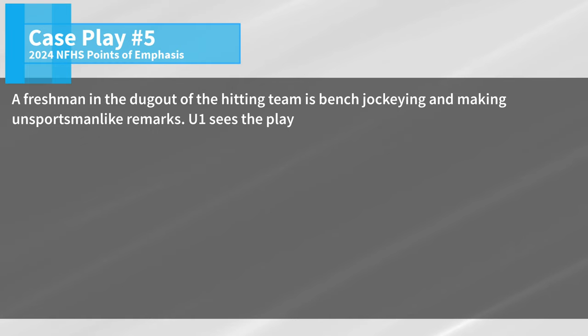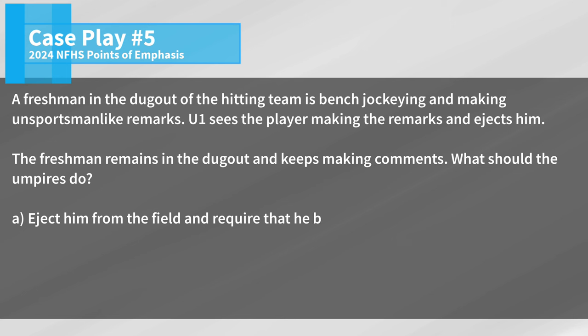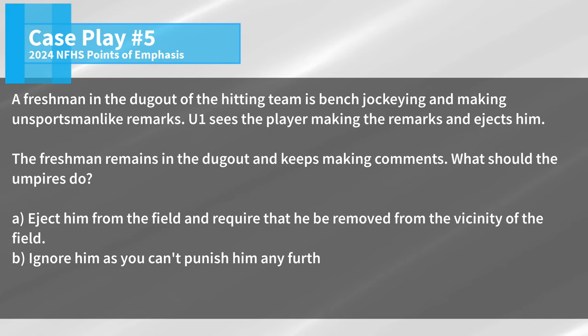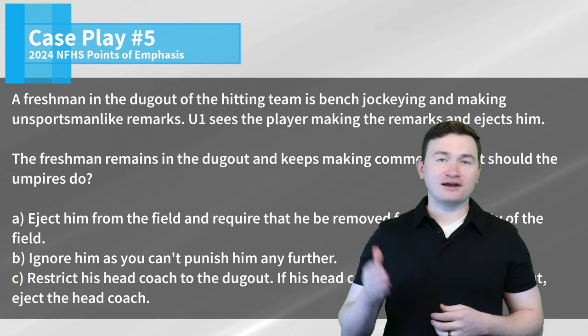Case play number five. A freshman in the dugout of the hitting team is bench jockeying and making unsportsmanlike remarks. U1 sees the player making the remarks and ejects him. The freshman remains in the dugout and keeps making comments. What should the umpires do? A, eject him from the field and require that he be removed from the vicinity of the field. B, ignore him as you can't punish him any further. C, restrict his head coach to the dugout. If his head coach is already in the dugout, eject the head coach. The correct answer here is C.